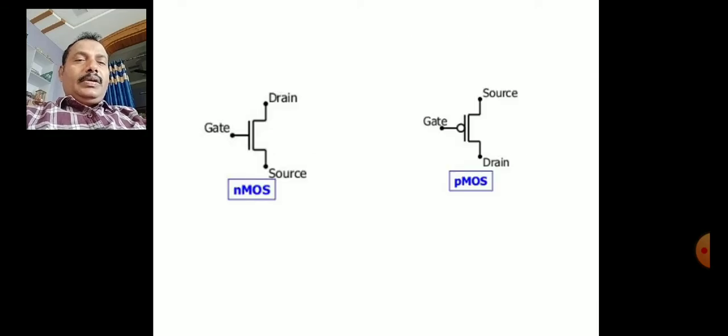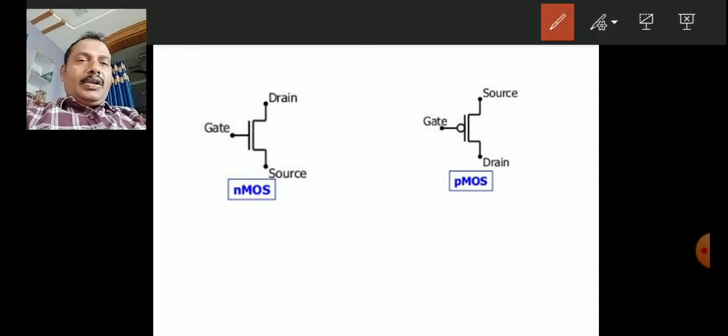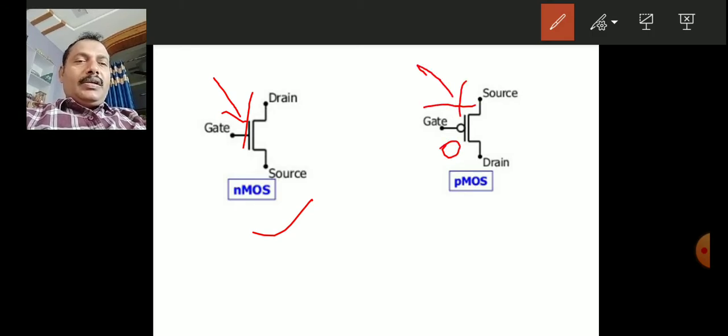Now you see the symbol of the NMOS transistor is this. Observe here, there is no bubble here, hence it is NMOS. Here the bubble is available. So this bubble makes the identification that it is a PMOS transistor. This is the PMOS transistor.